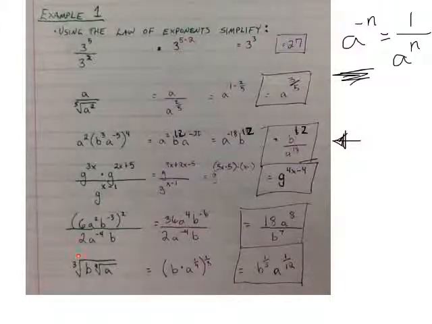This example is just several iterations of this. I'll leave it to you to look through it. This one I translated the radicals into exponents, so the 4th root of a becomes a to the 1/4, and then the whole quantity is raised to the 1/3.